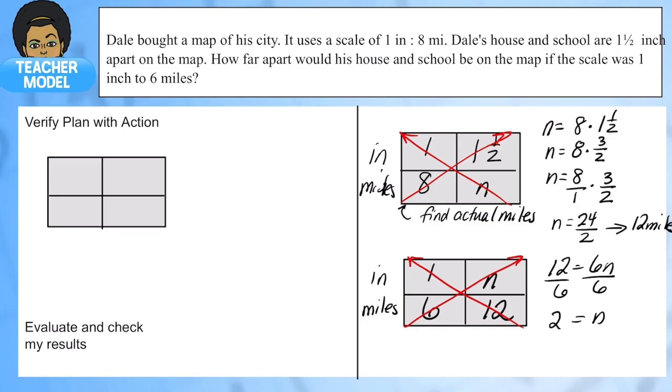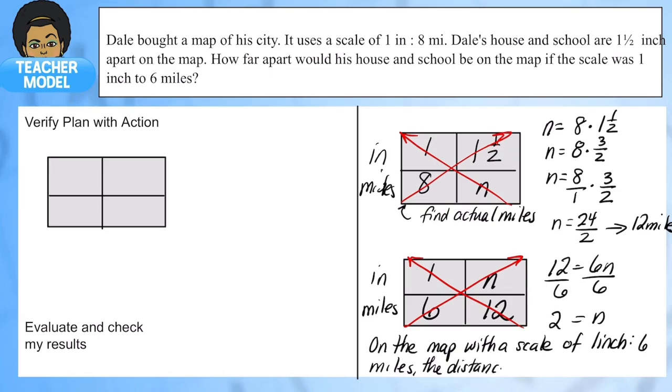So I'm going to put that into context. On the map, with a scale of 1 inch to 6 miles, the distance would be 2 inches. So that's the first one. You can hit pause and you can jot this one down.